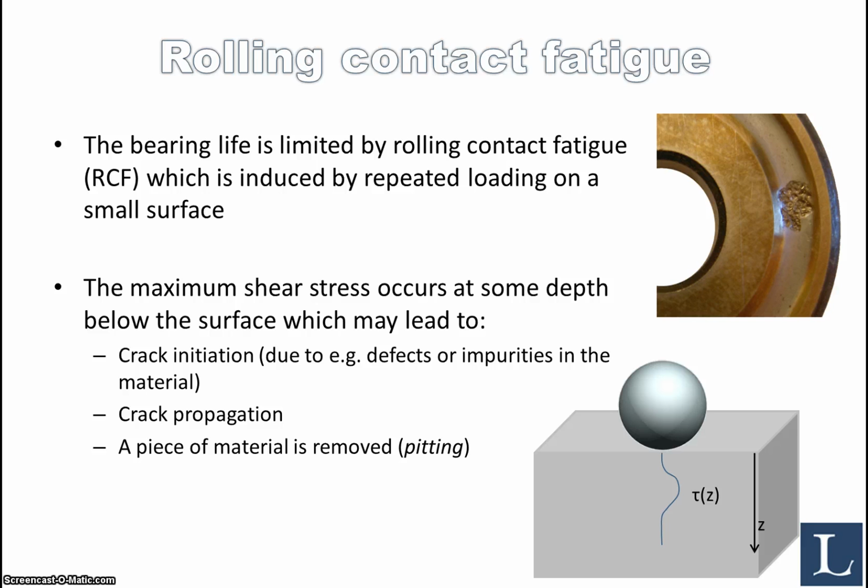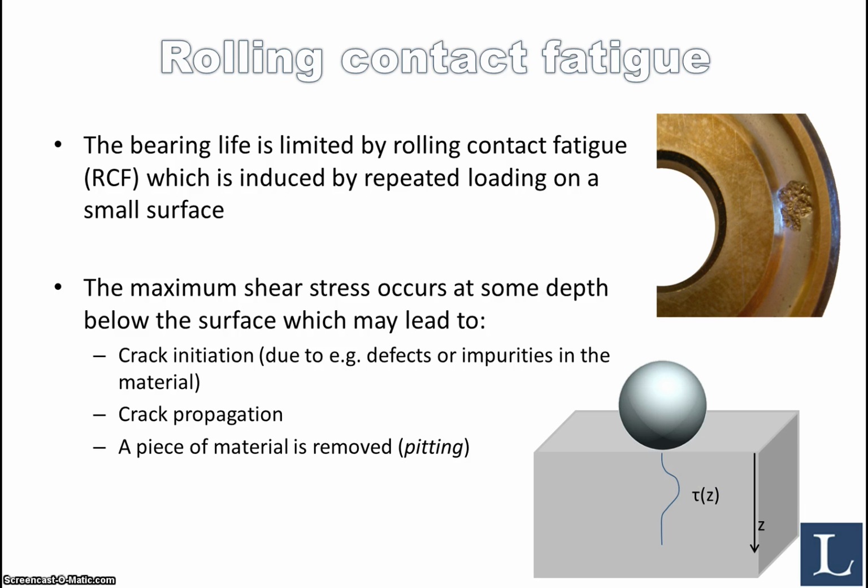Starting with rolling contact fatigue. The bearing life is typically limited by the RCF, or rolling contact fatigue, which is induced by the cyclic or repeated loading on a very small surface. Typical damage would look something like you see here in this raceway of an actual ball bearing. And what happens is that maximum shear stress, as we were discussing earlier in part 2, occurs at some depth below the surface. So if you look at this figure, you have the maximum shear stress as a function of depth here, and your maxima will occur at some point below the surface.